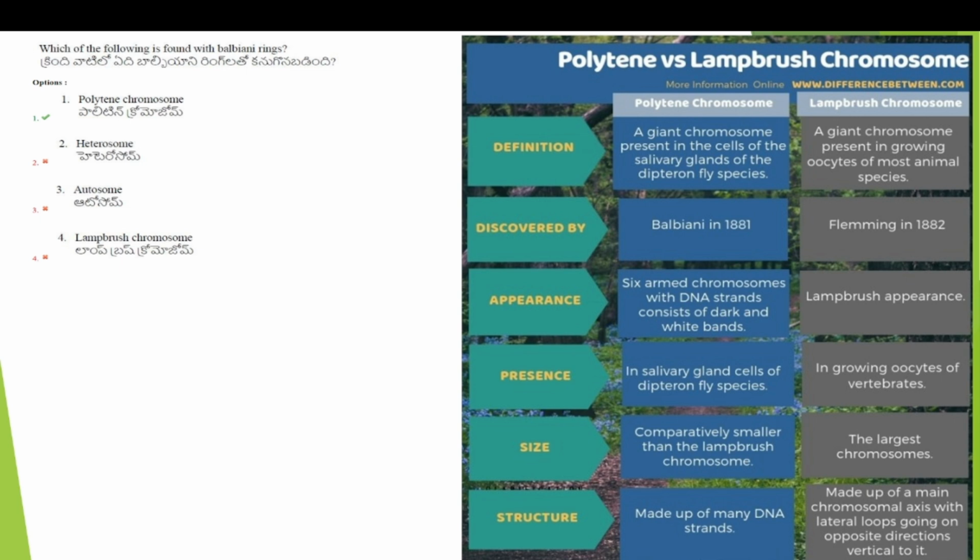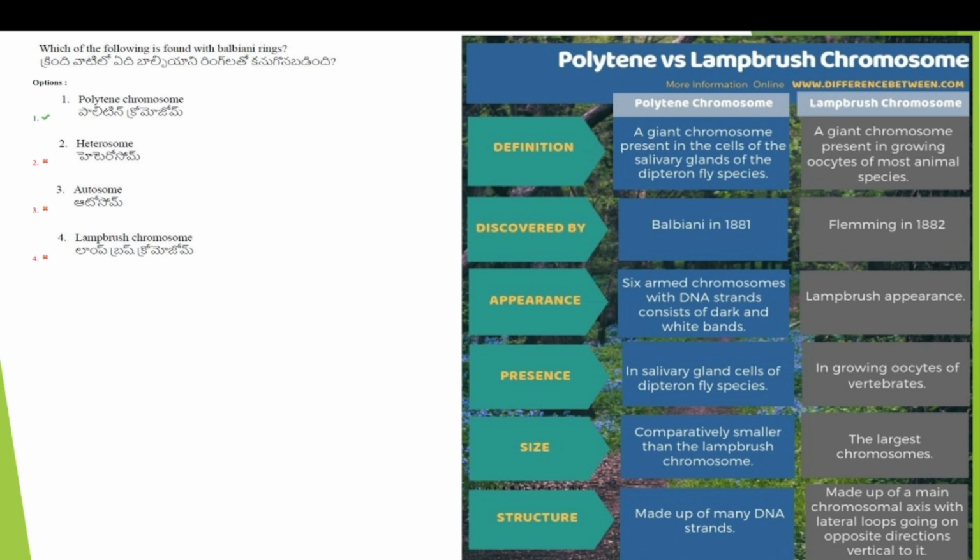So which of the following is found with Balbiani rings? Polytene chromosomes. If you take the difference between polytene and lampbrush chromosomes, these are two different unusual chromosomes. If you take the definitions, a polytene chromosome means a giant chromosome present in the cells of the salivary glands of Drosophila species, found in some dipteran insects.